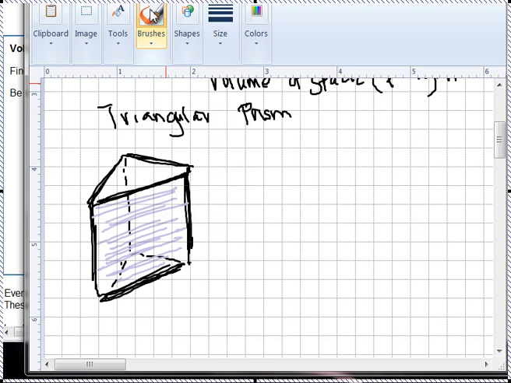How would we find the volume of this thing right here? Now, the first question you have to ask yourself is how do you find the volume of, say, the base? And what is the base? The base is what is this shape right here?